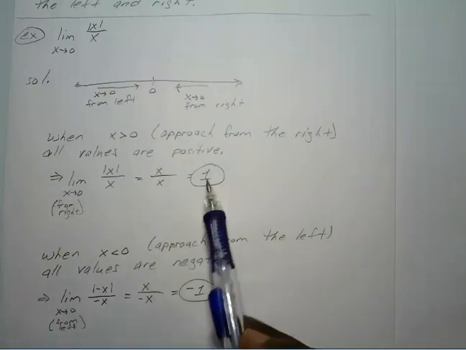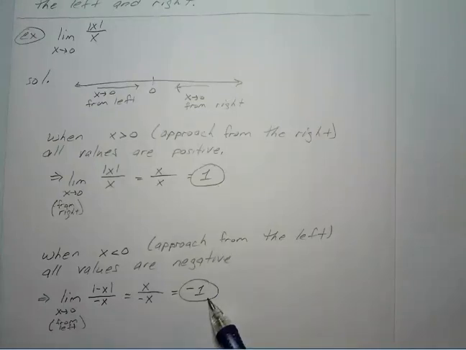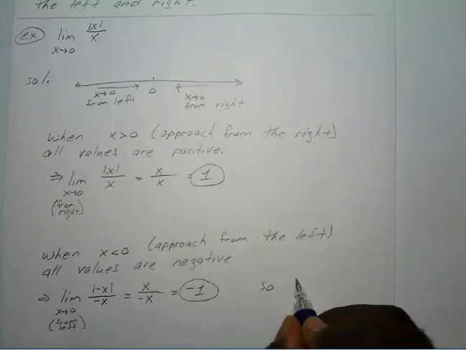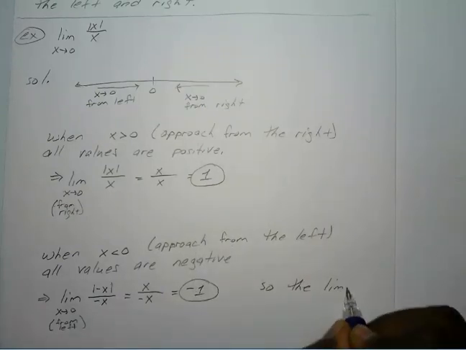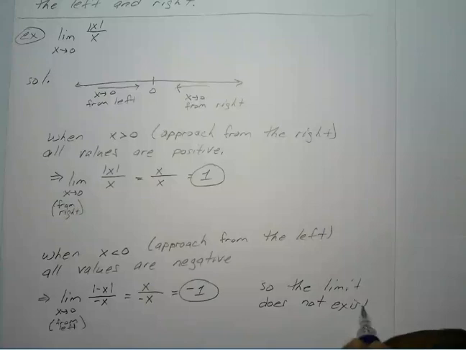Okay, so if it's approaching from the right, the limit is 1. If it's approaching from the left, the limit is -1. Since these two are not the same, we know the limit does not exist. And when it doesn't exist, for the most part, you'll just see DNE, does not exist.